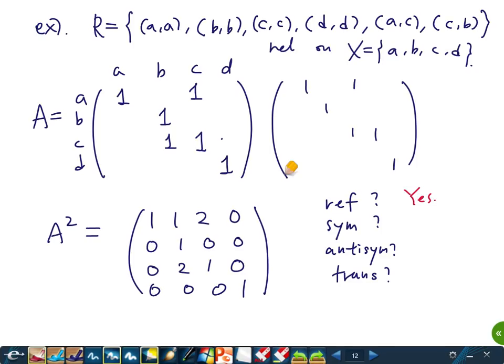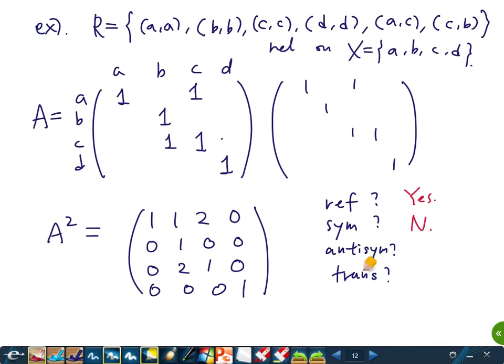Is this symmetric? What does symmetric mean in terms of matrix? The matrix should be a symmetric matrix. Symmetric means if you take the transpose, it must be the same thing. But here, you have 1, but no 1 over here. So it's not symmetric, no. Okay?